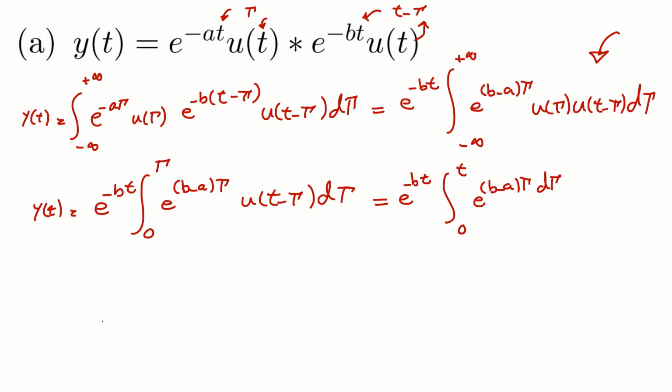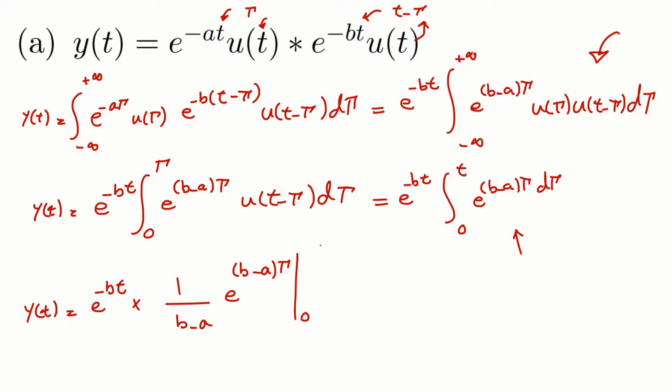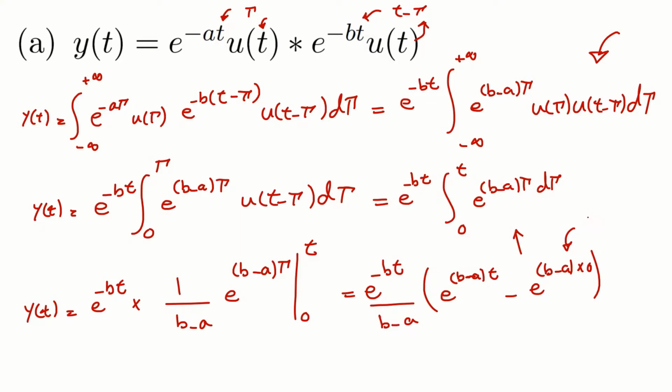All right, well, let me write it here. We know y(t) equals e to the power of minus b times t times this integral, and this integral equals 1 over (b minus a) times e to the power of (b minus a) tau between the boundaries 0 to t. So this equals e to the power of minus b times t times 1 over (b minus a) times e to the power of (b minus a) times t minus e to the power of (b minus a) times 0. We know this is e to the power of 0, and e to the power of 0 is 1, so I can replace that by 1.